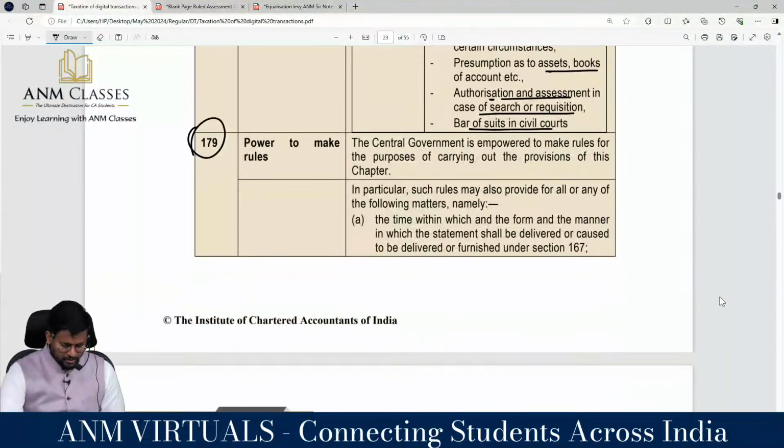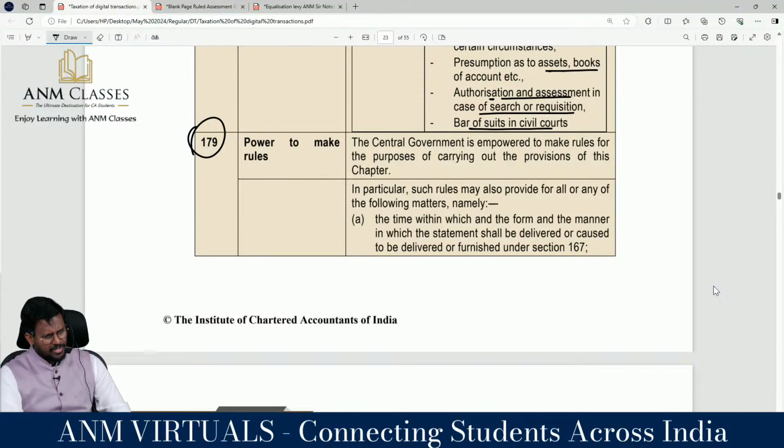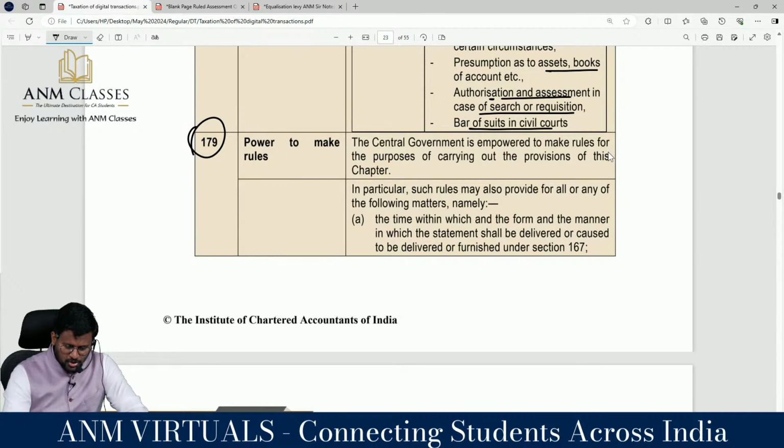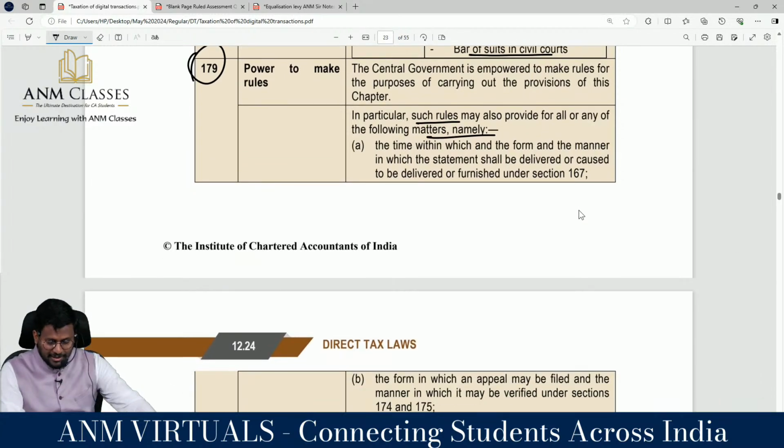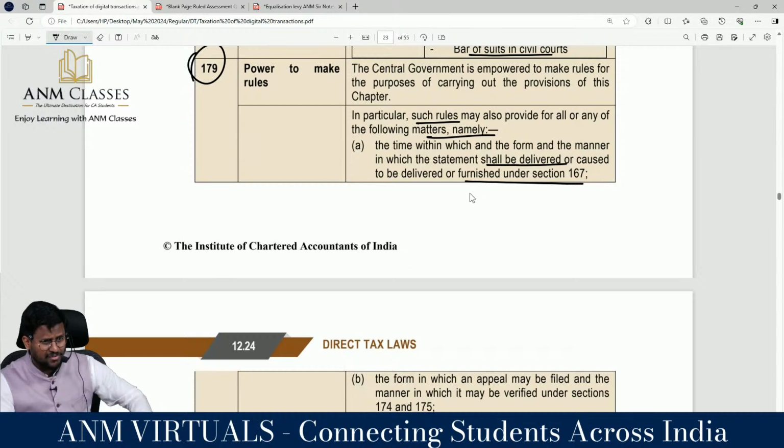Moving to the next one, what they are trying to say. Power to make rules. They are closing the equalization levy. The central government is empowered to make rules for the purpose of carrying out the provisions of this chapter. In particular, such rules may also provide for all or any of the following matters, namely: the time within which, and the form and the manner in which, the statement shall be delivered or caused to be delivered or furnished under 167. 167, within 30th of June.